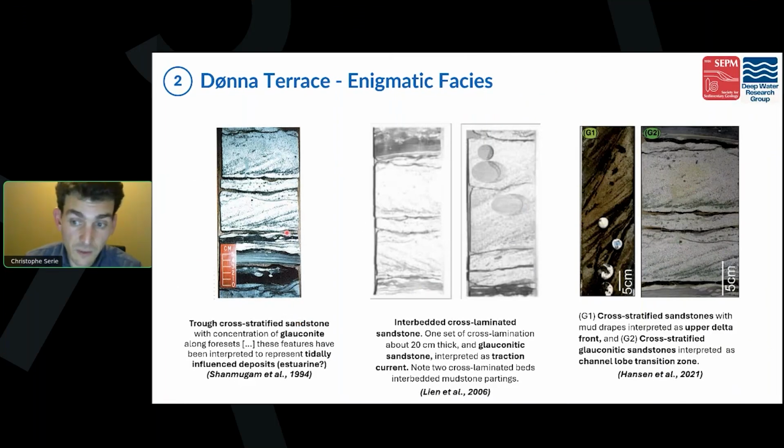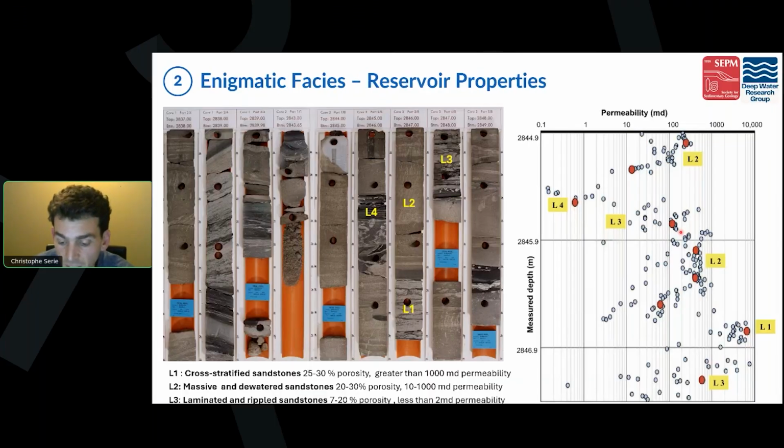And those enigmatic facies have been published in a lot of different periods of time. So Shannon and Graham in '94 were describing those as tidally influenced deposits, maybe estuarine, with those crossbeds. Later on, they were interpreted as traction currents. And then recently, they were interpreted as either upper delta front or cross-stratified with the channel lobe transition. So we see we have a full spectrum of deposits, and as Kevin mentioned, sometimes it can be challenging to find out the depositional element from just the core. So let's see how we can actually do this with the help of seismic data.